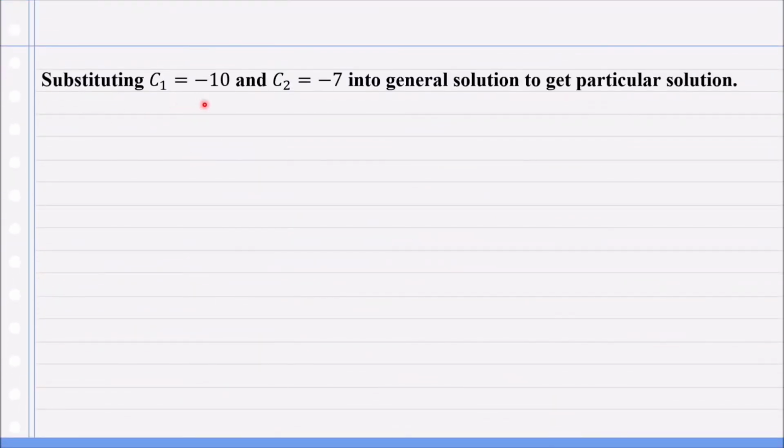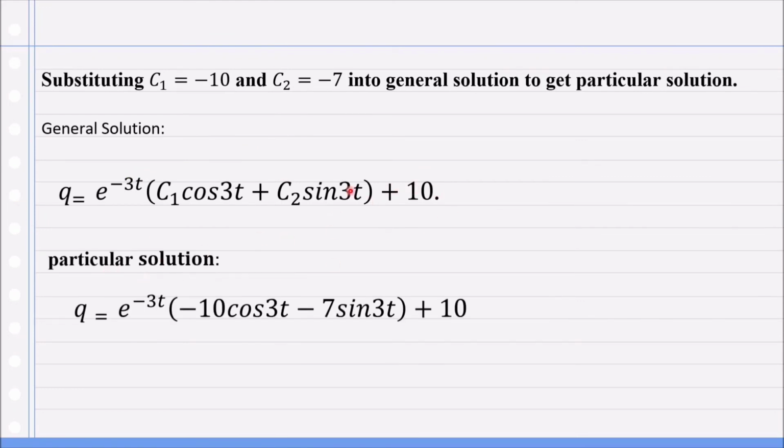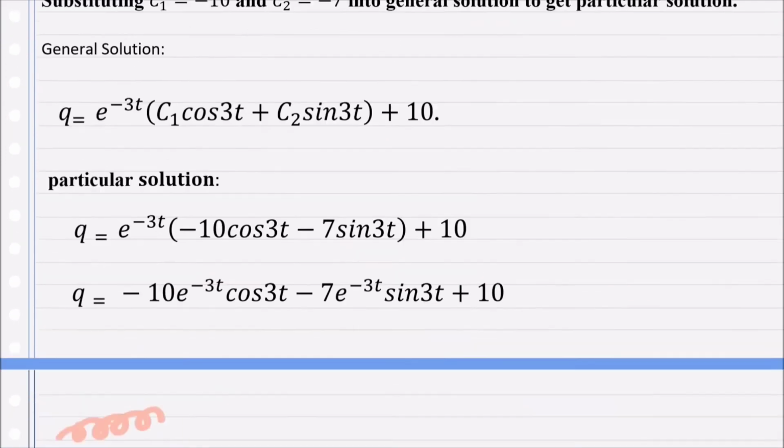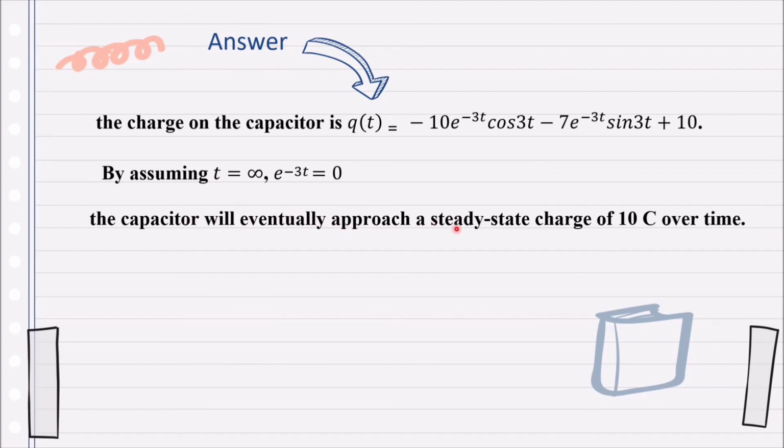Substituting C1 equal to negative 10 and C2 equal to negative 7 into the general solution to get the particular solution. Our general solution is this. For the particular solution, we insert C1 and C2 inside. Answer. The charge on the capacitor is our particular solution. By assuming t is equal to infinity, e to the negative 3t will become 0. The capacitor will eventually approach a steady state charge of 10 C over time because this part will be equal to 0. So Q(t) is equal to 10.